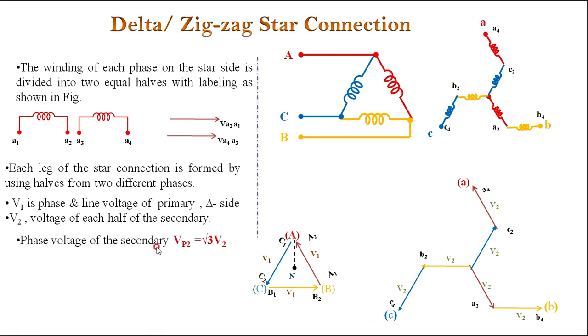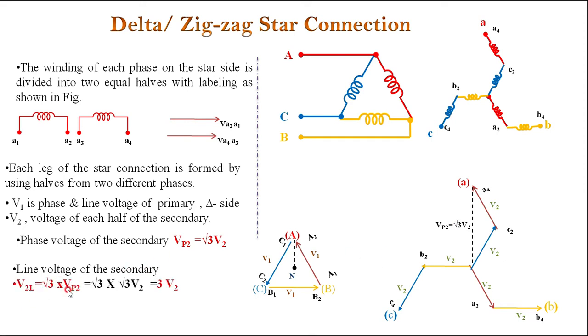Then the phase voltage of the secondary we get by adding this V2 and this V2. Therefore, what I am getting is root 3 times V2. Then if you are interested in the line voltage, the line voltage in the star side is root 3 times the phase voltage. Therefore, root 3 into what is your phase voltage now? We are getting a phase voltage of root 3 times V2. Therefore, we get a line voltage of 3 times V2 in the delta zigzag star connection.